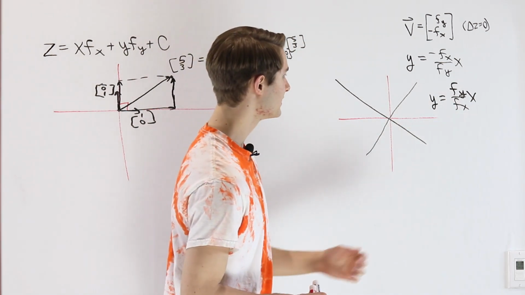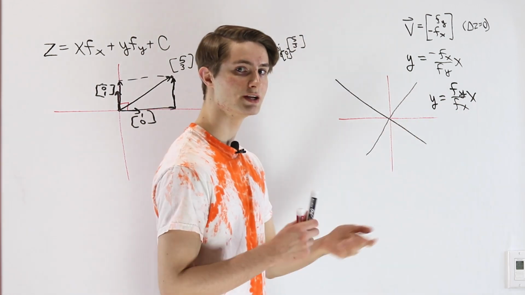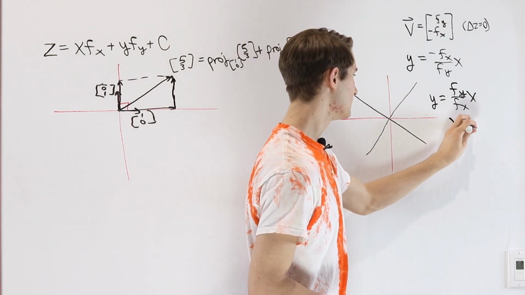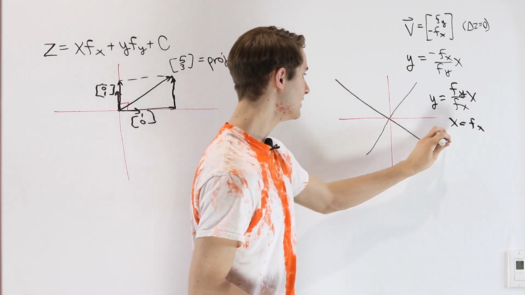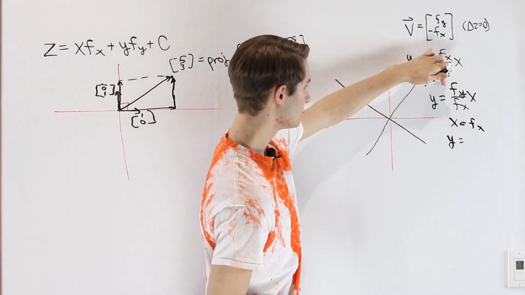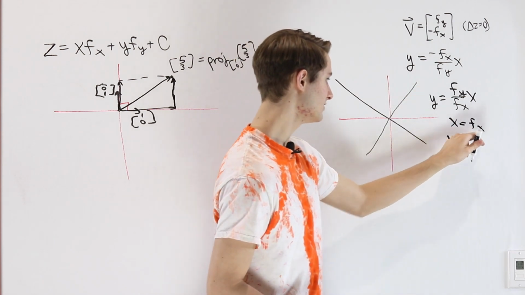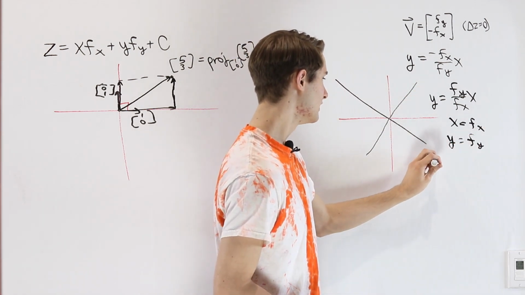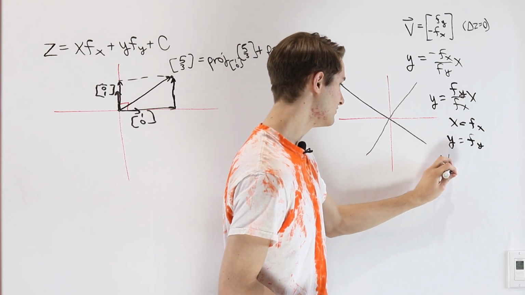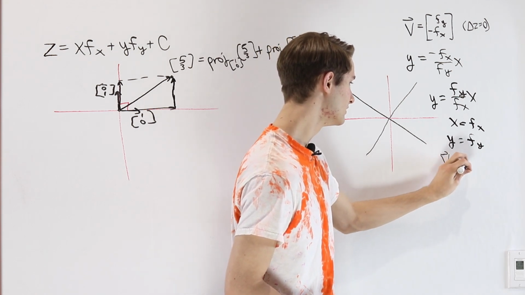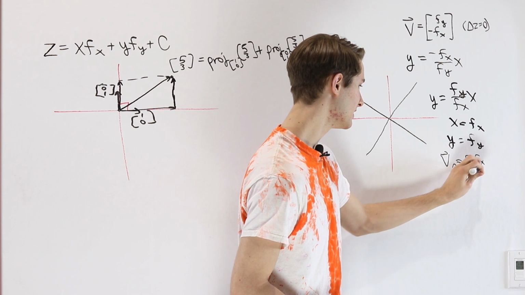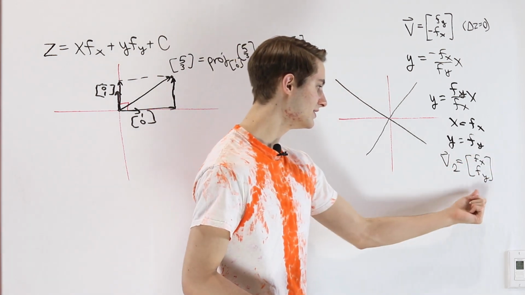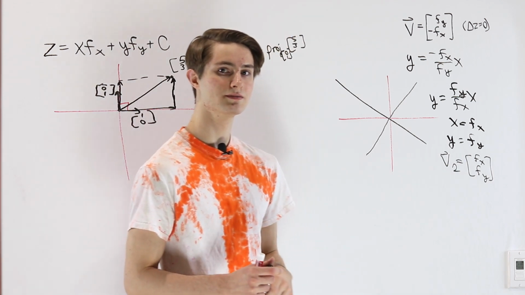Just like before, we want to take stuff out of the denominator to make it a little easier to work with. So we'll let x equal f sub x, and then we'll have y equal f sub y over f sub x times f sub x, which will just give us f sub y as a result. And therefore, our second vector, v2, is going to be f sub x, f sub y. And now you might recognize this as the gradient vector.